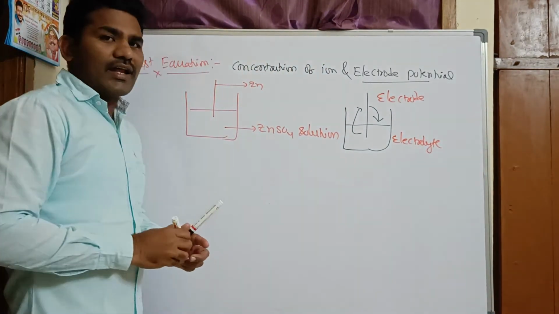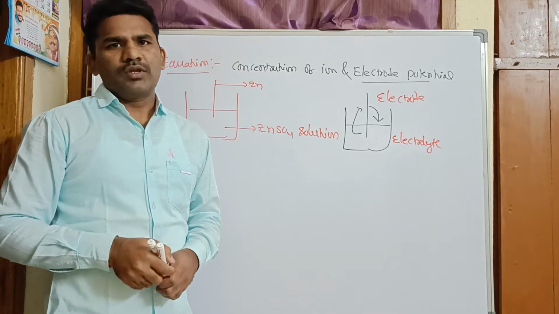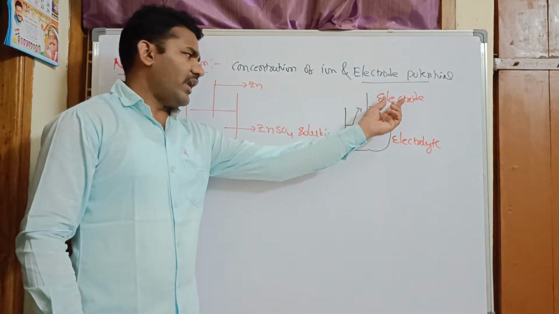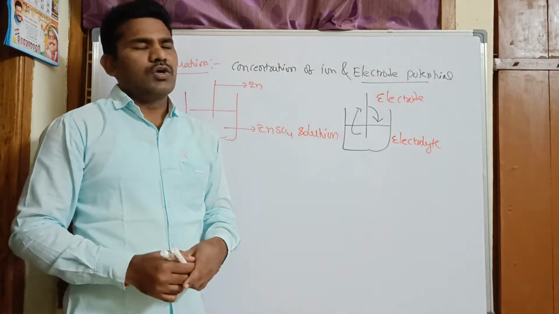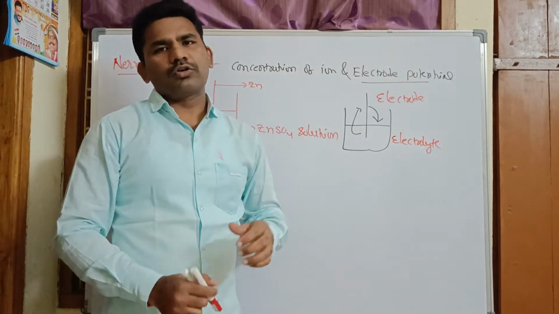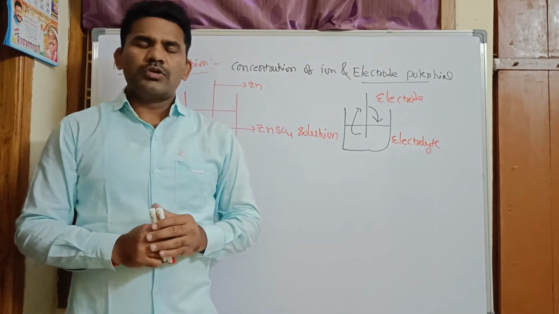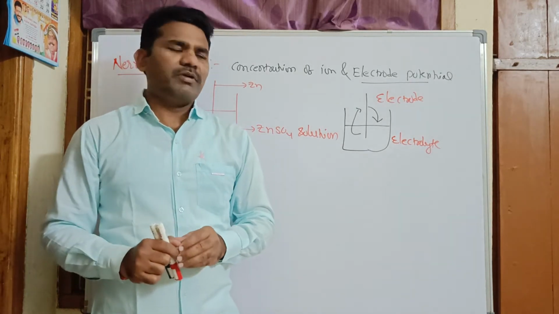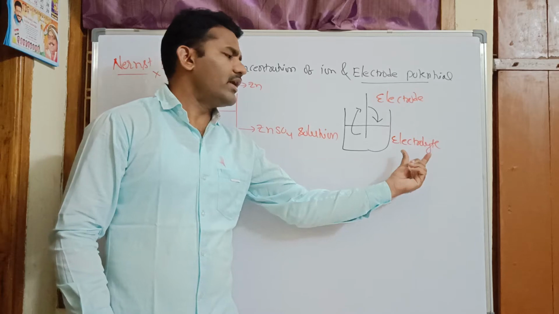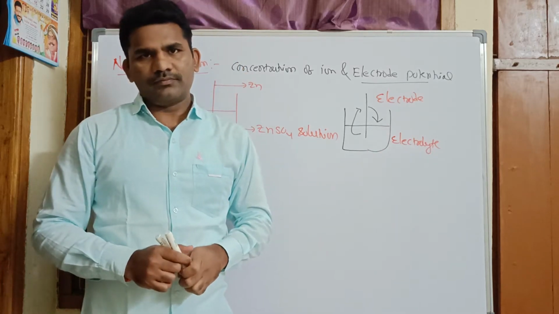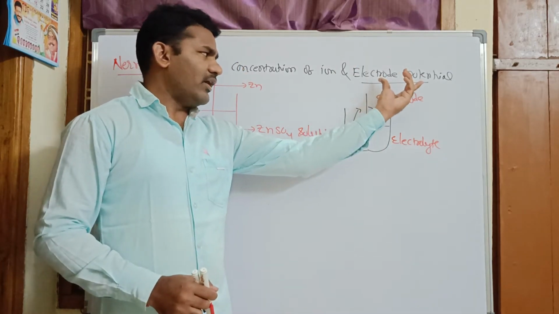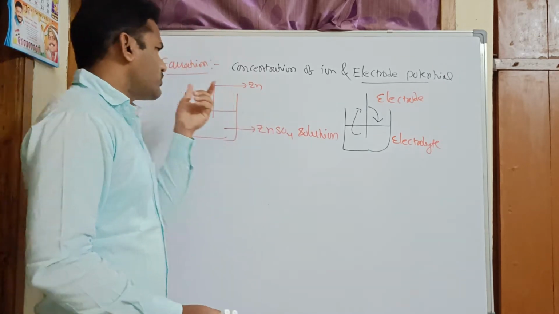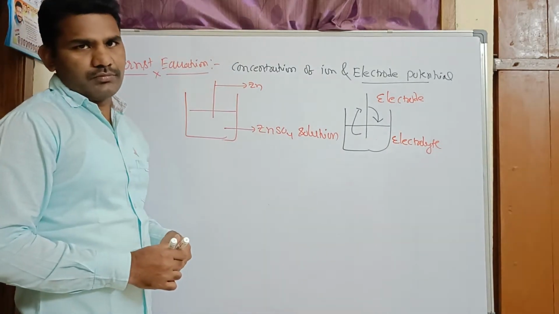Because of this transfer of electrons, a potential difference is developed between the electrode and electrolyte, which is called electrode potential. Electrode potential is the potential difference developed between electrode and electrolyte. This electrode potential at any concentration can be calculated by using the Nernst equation.